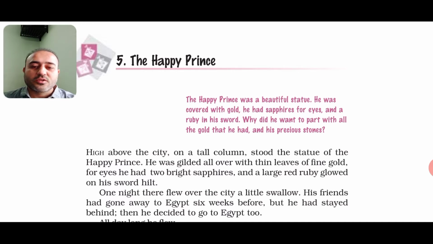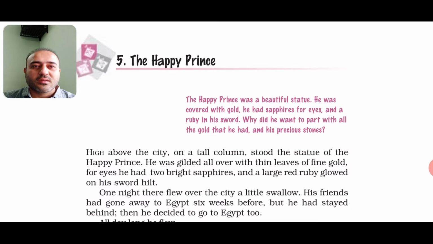Okay, so suddenly one day a swallow bird, which is a kind of small bird, was flying through that city where the Happy Prince statue was placed, and it was on its way going to Egypt to meet its friends. So this bird was actually migrating to Egypt.